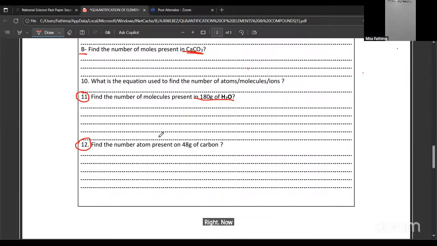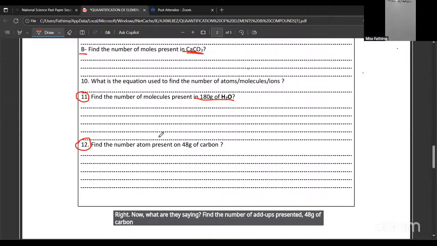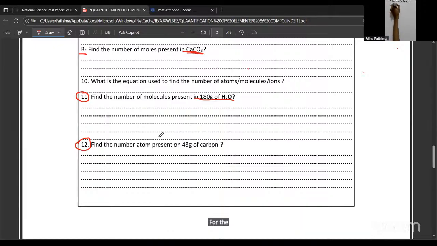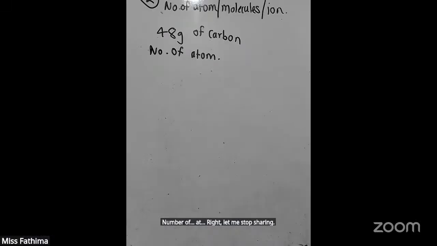Now what are they saying? Find the number of atoms present in 48 gram of carbon. Right? 48 gram of carbon. And they are telling you to find the number of atoms. Right? Let me stop sharing. Okay. So this is the question that they are asking for.